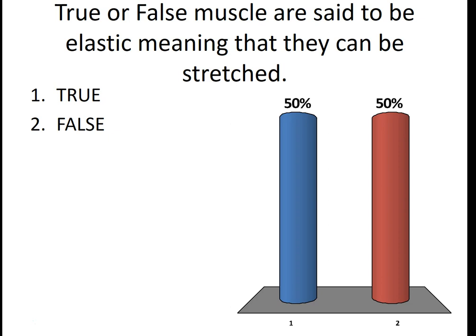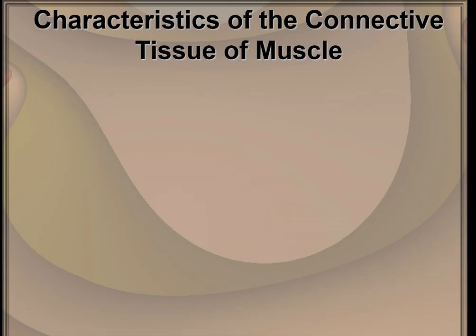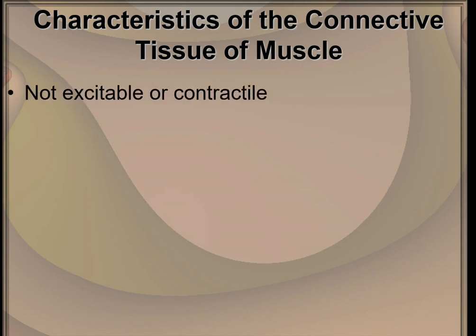Coffee, people. Coffee. Lots of it. All right. So that connective tissue, those layers have properties. Now, they're not excitable. They're not contractile. They're connective tissue. They do not respond to stimuli. The muscle does, but not the connective tissue.